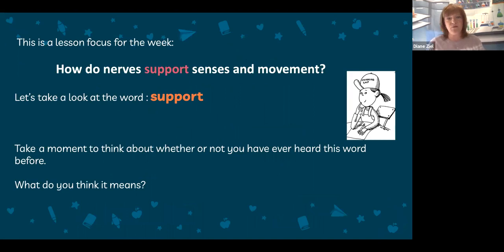One of your lesson focuses or questions for this week is, how do nerves support senses and movement? You notice that the word support is highlighted in red. Let's stop and think about that word. Have you ever heard this word before? Can you picture an example in your mind of what support looks like? Can you think of any other examples? If you try to explain the word support to somebody else, could you do it? Stop and think for one moment.